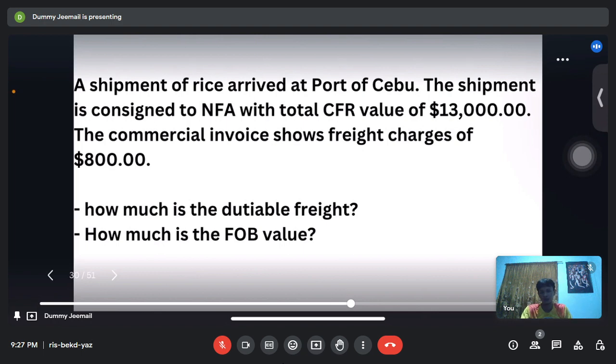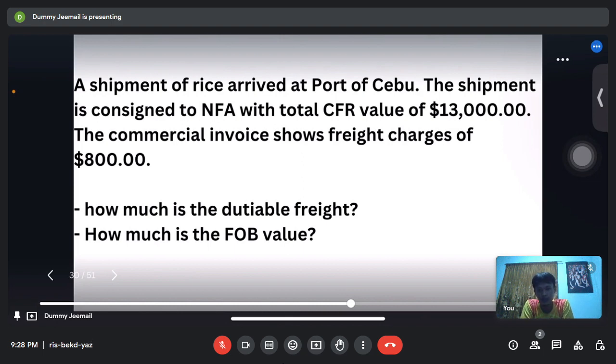So let's solve. First, 10% of the CFR value: 13,000 times 10% is 1,300. Since the 10% of the CFR value is higher, our dutiable freight is $1,300.